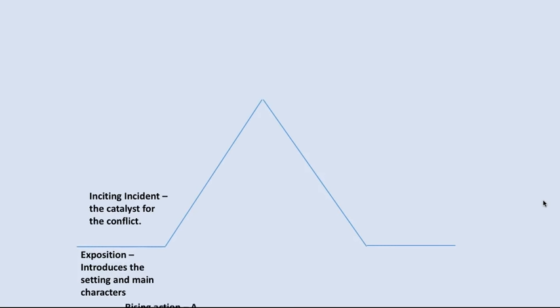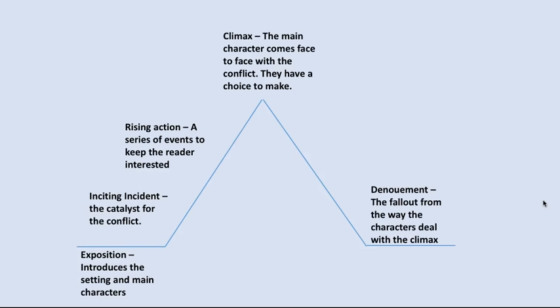Structure, just like in Paper 1, Question 3, is to do with what happens where and why that is important. How are things ordered and why is that important? One of the ways we analyse structure, and this is all in the revision guide, is we look at Freytag's pyramid. Freytag was a German novelist in the 1800s who looked at structure, building on the work of Aristotle from 300 BC in his Poetics.